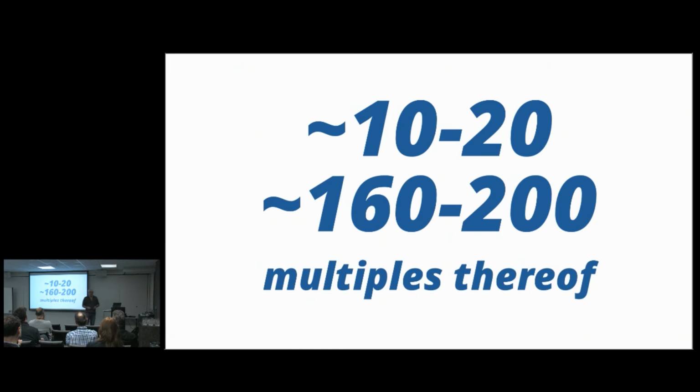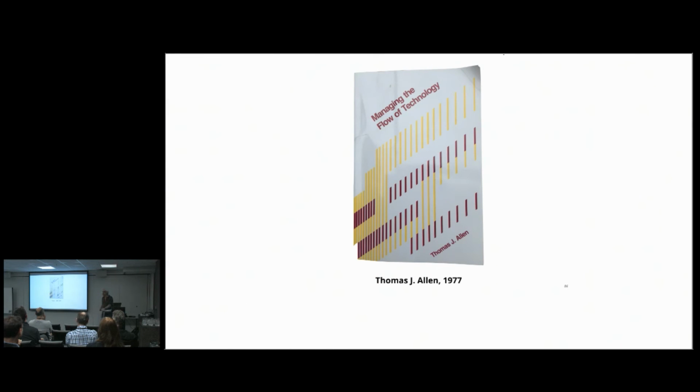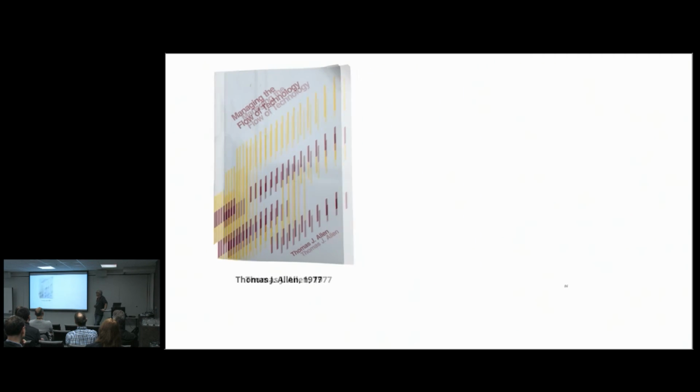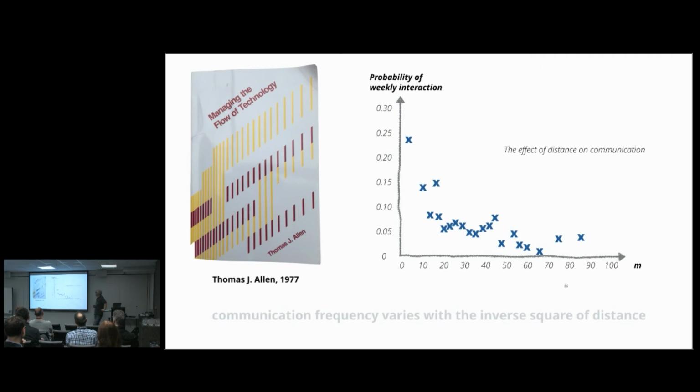Where do you sit them? This is interesting. This is from a piece of research from Thomas Allen. Thomas Allen did this in 1977. He's probably also sitting there laughing at us, right? But Thomas Allen found a very interesting fact looking at R&D departments and how information flowed in them. And this is what he found. Communication frequency with our colleagues varies with the inverse square of distance.